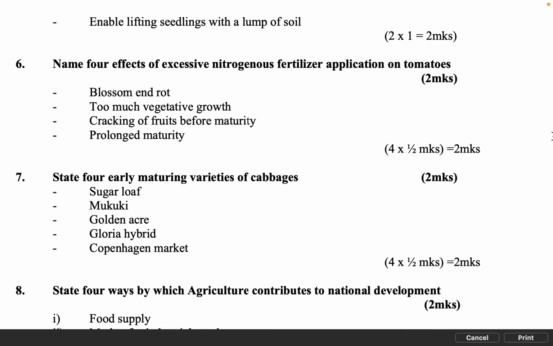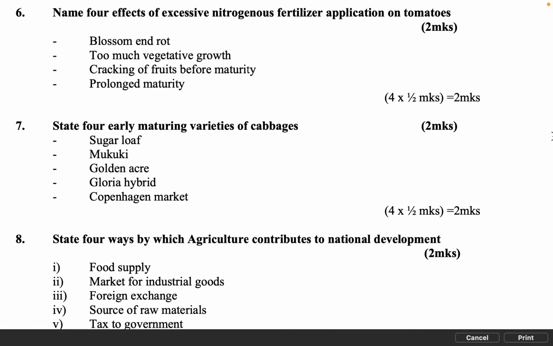6. Name 4 effects of excessive nitrogenous fertilizer application on tomatoes. 2 MKS. Blossom end rot. Too much vegetative growth. Cracking of fruits before maturity. Prolonged maturity. 4 by 1/2 MKS equals 2 MKS.